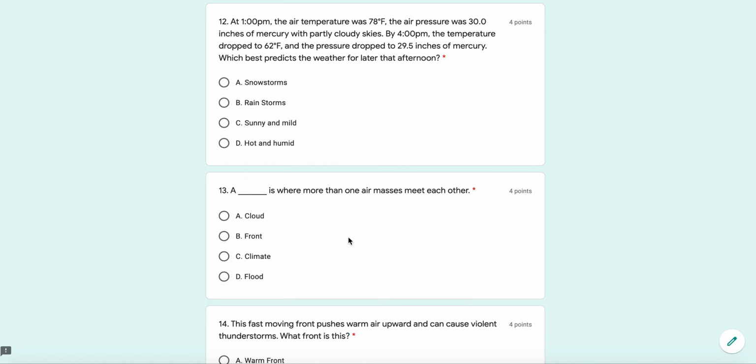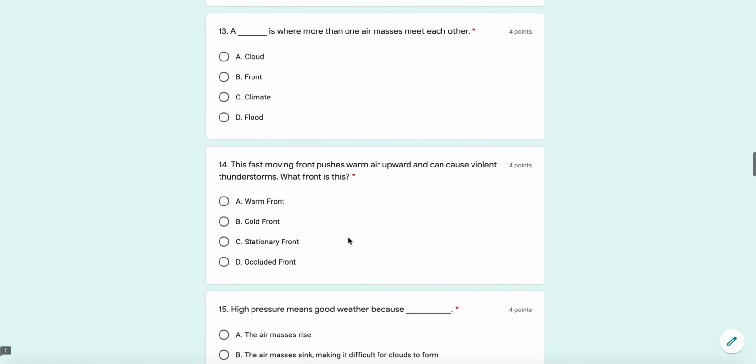Number 13, a blank is where more than one air masses meet each other. A, a cloud. B, a front. C, a climate. D, a flood.